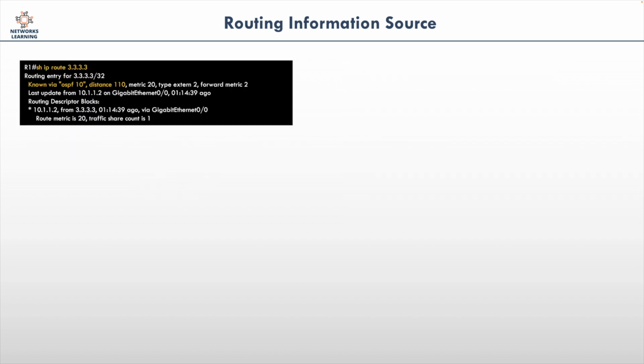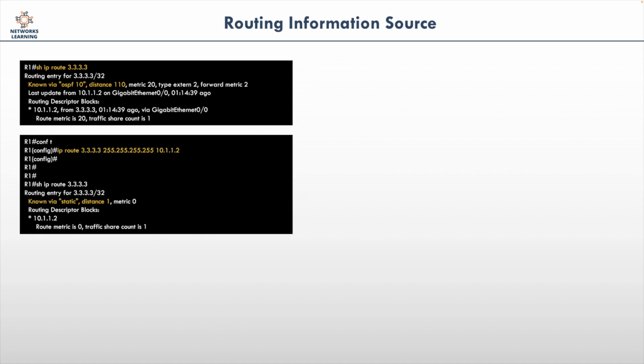So here on router R1, I can see that I have a route for this subnet, or this host IP address, 3.3.3.3. I can see that it is a /32, so it is a host IP address. And this IP address is known via OSPF process 10, and the admin distance is 110. The next step is I went in and I configured a static route. So remember, your static route has an admin distance of 1.